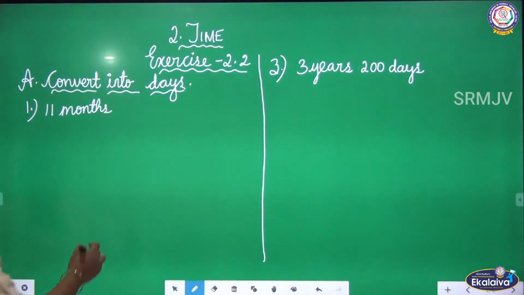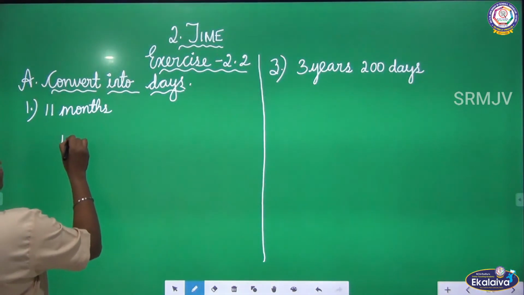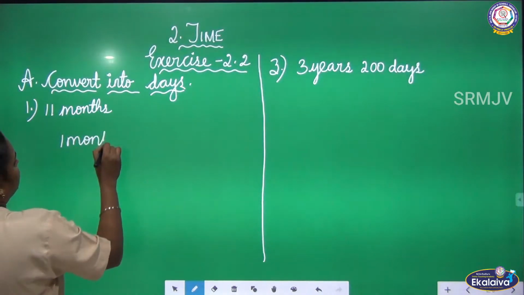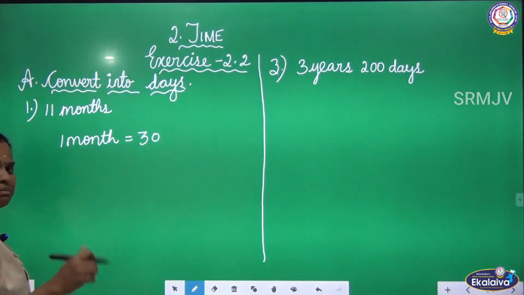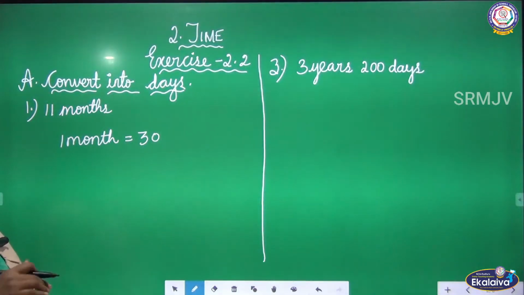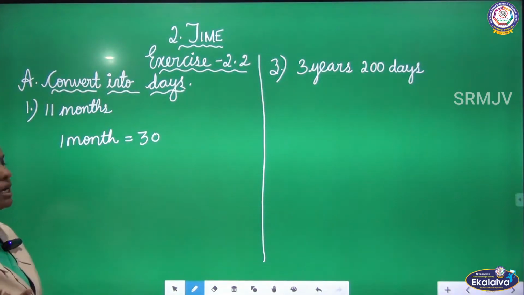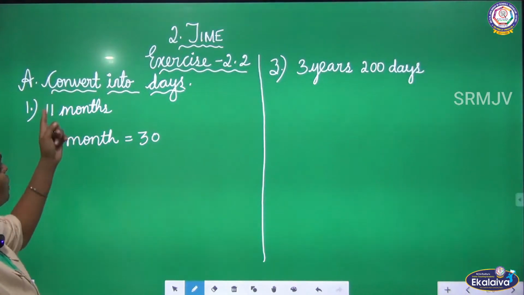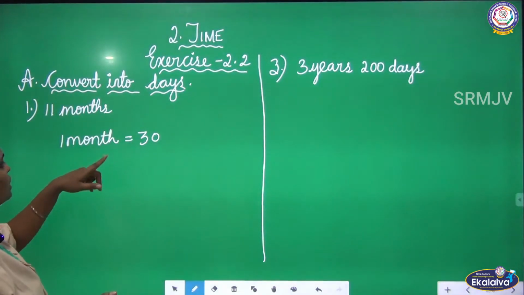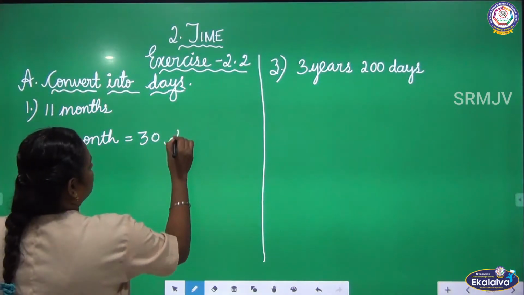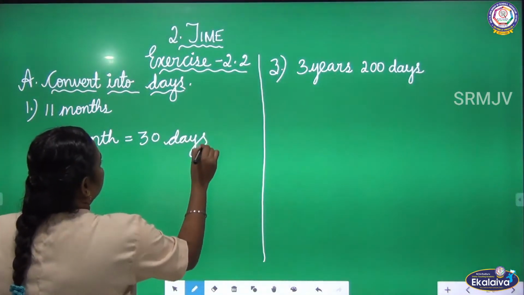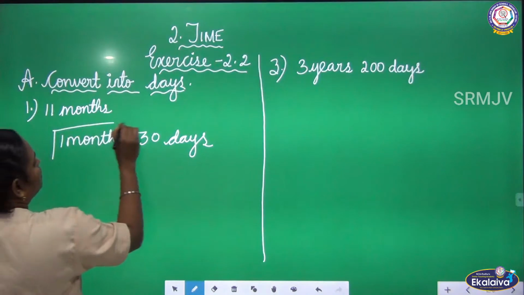So you know already 1 month equal to how many days? But here we are taking 1 month equal to 30 days. In 1 month equal to 30 or 31, but in February 28 and 29 we will take. But here if you want to convert this, you can take 1 month equal to 30 days. So we are going to convert into days.